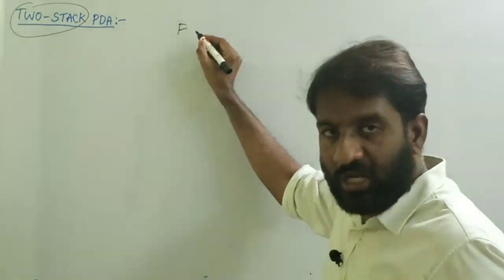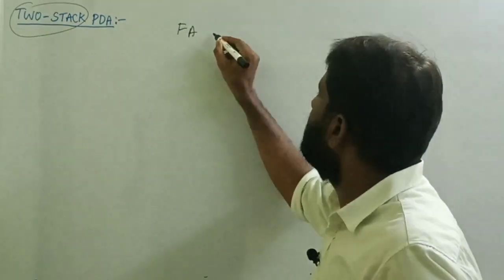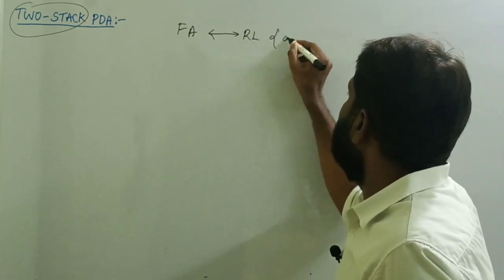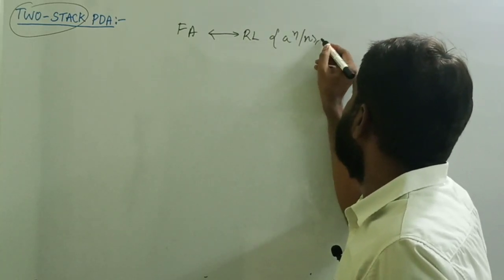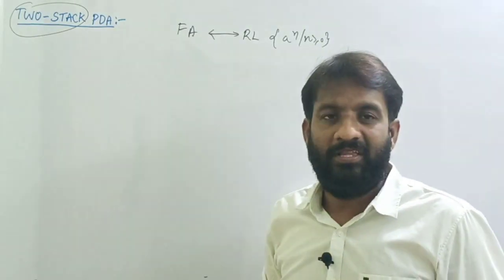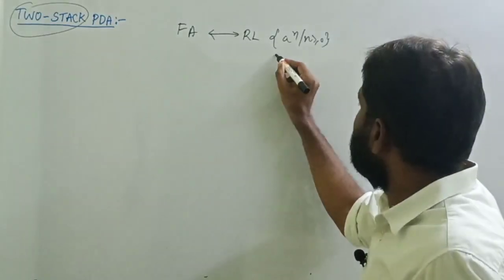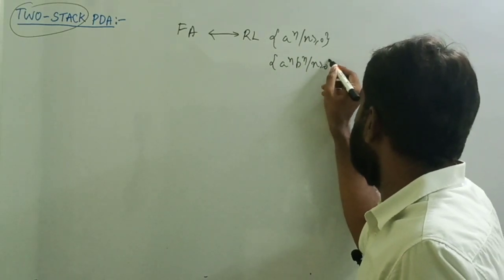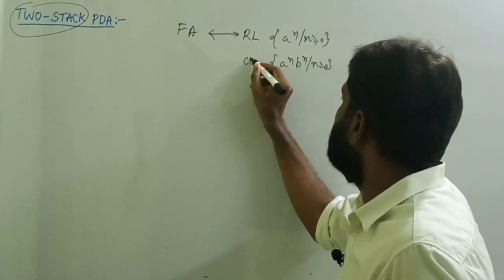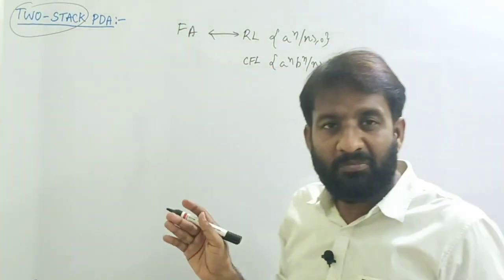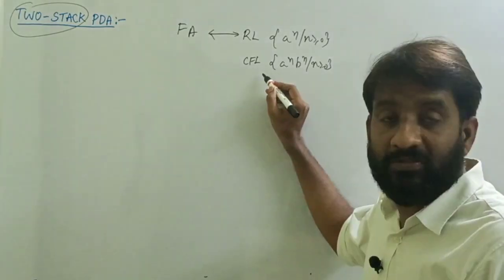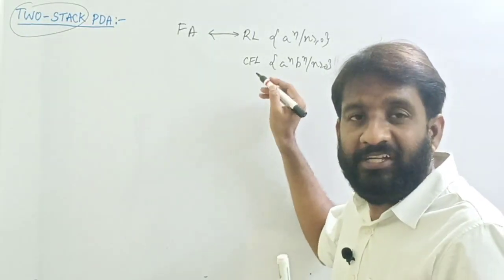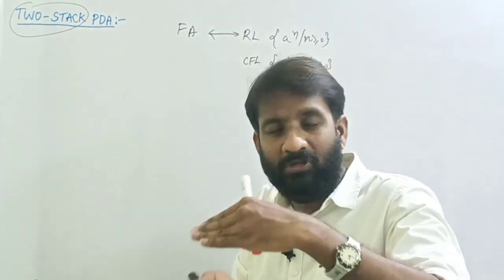As we know, according to the Chomsky hierarchy, finite automata can accept regular languages like a power n such that n is greater than or equal to 0. Then there is a category of languages a power n, b power n such that n is greater than or equal to 0. These languages are called context free languages. Normal finite automata cannot accept these languages because they have a's and b's also. A finite automaton is limited in storage, it has only the input tape.